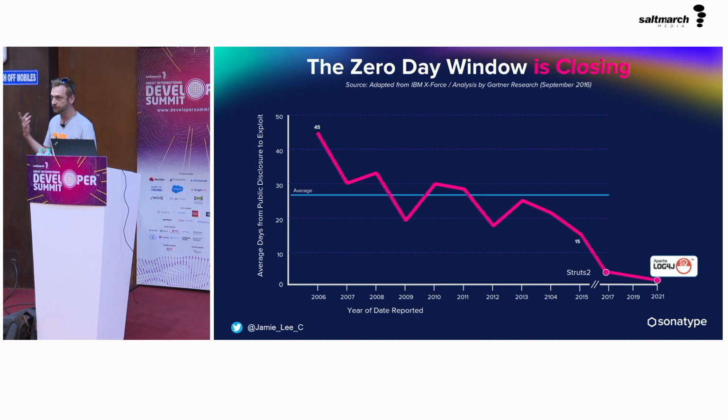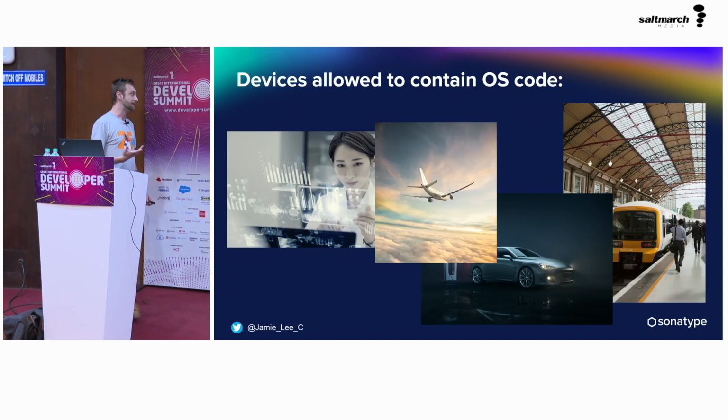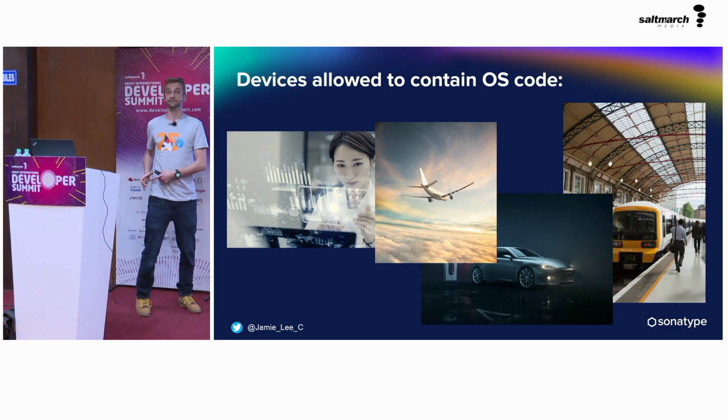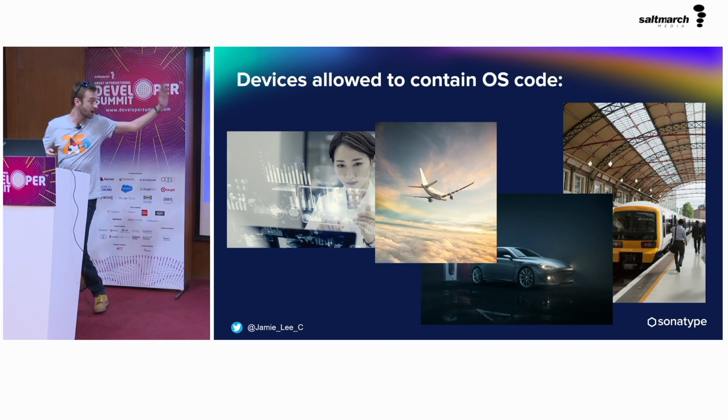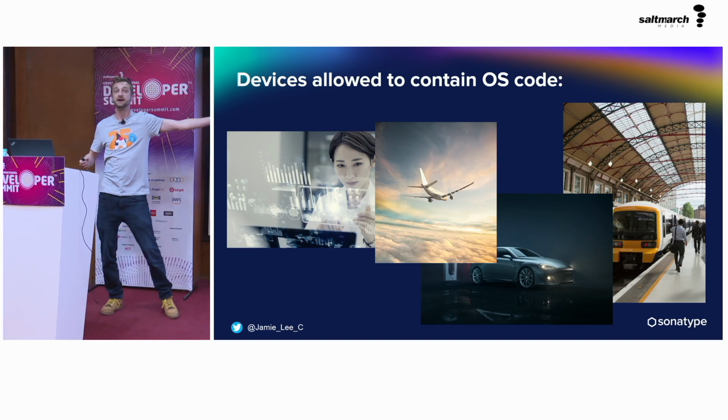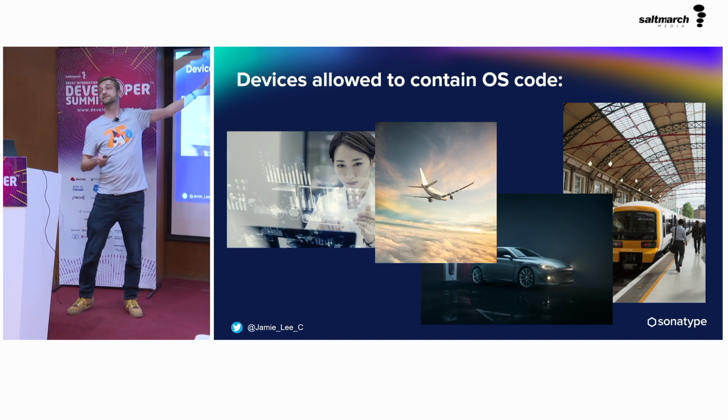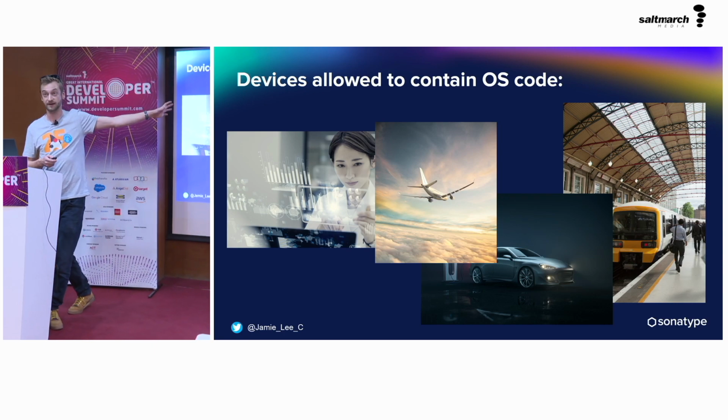But we can't do this with open source code. Open source code is now in insulin pumps. These things are keeping people alive. It's in aircraft. It's in self-driving cars. It's in trains, right? We cannot afford for these things to be hacked because people will die, okay?